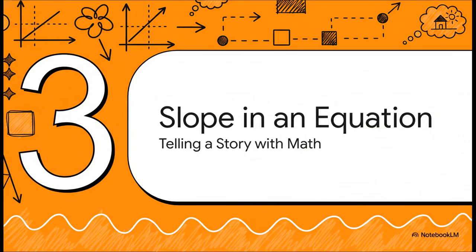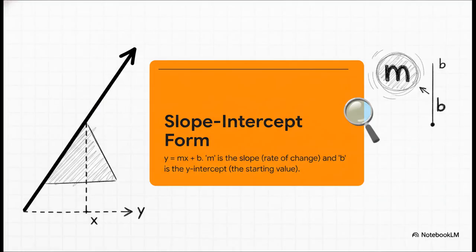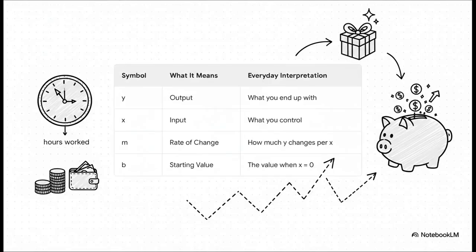All right, now for the really cool part. Let's see how slope fits into one of the most famous equations in all of algebra, and how that little equation can actually tell the whole story. I'm sure you've seen this one before. y = mx + b. This is called the slope-intercept form. And look who's right there in the middle, our old friend m, the slope. The b is just what we call the y-intercept, which is a fancy way of saying your starting point on the graph.